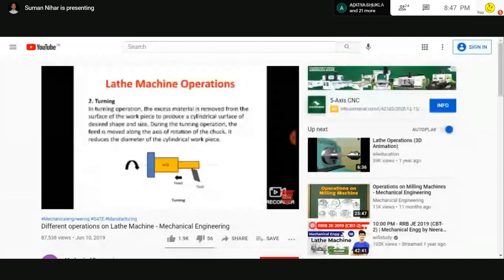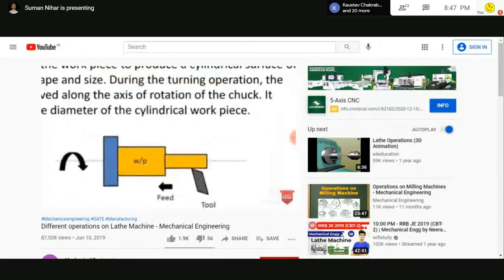So in turning operation, the excess material is removed from the surface of the workpiece to produce a cylindrical surface of desired shape and size. During the turning operation, the feed is moved along the axis of rotation of the chuck. It reduces the diameter of the cylindrical workpiece. So turning is the second operation that we can perform over the lathe machine. Basically in turning operation, we remove the material over the surface, and by removing the material, we are reducing the workpiece. Here you can also see the workpiece has two different diameters.